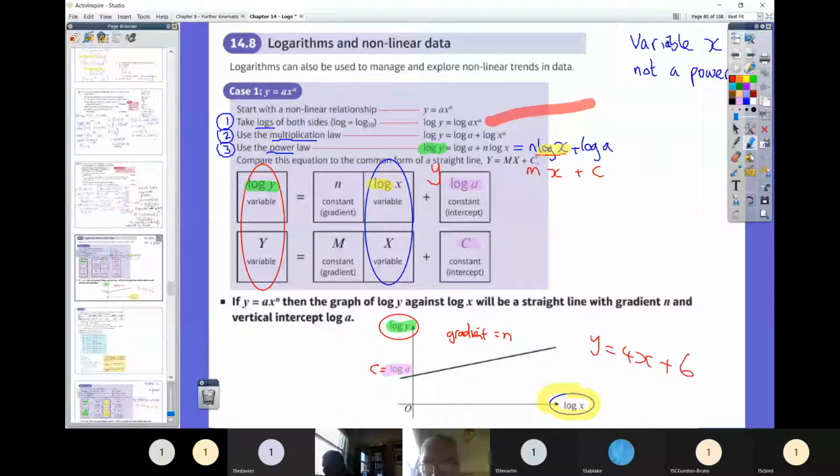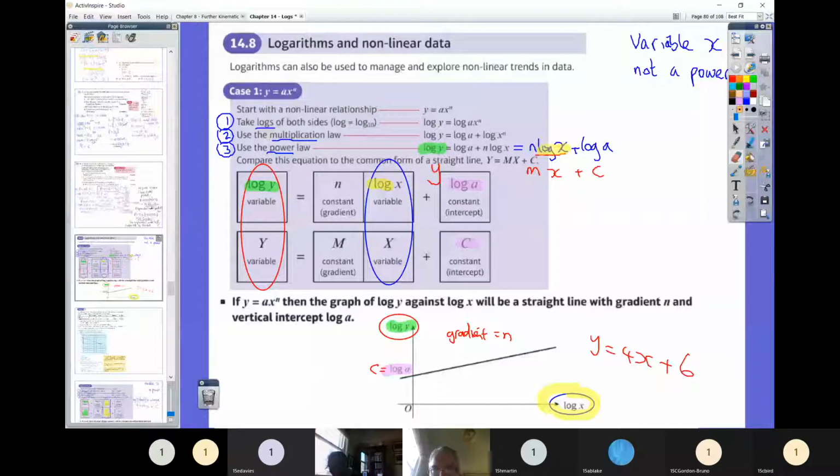We then use the power law. Okay, so log y is still on the left-hand side equals log a plus n log x. Now, I just want you to rewrite that right-hand side the other way around. So rather than log a plus n log x, can you write down n log x plus log a? And we've now got that into y equals mx plus c format.